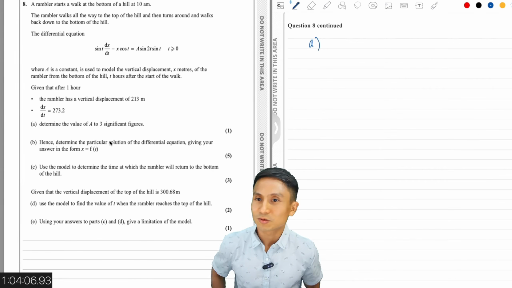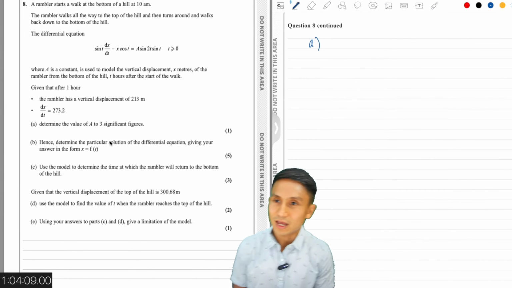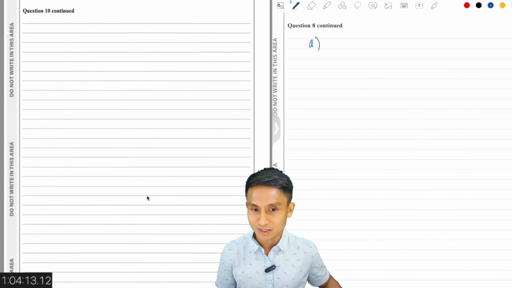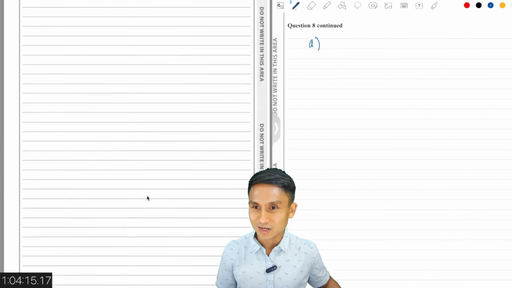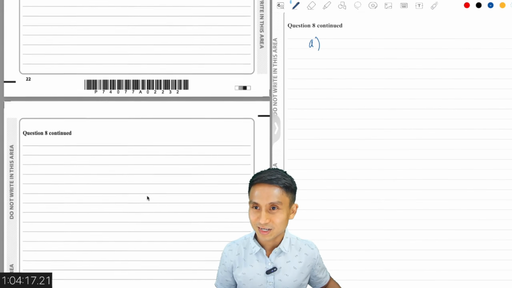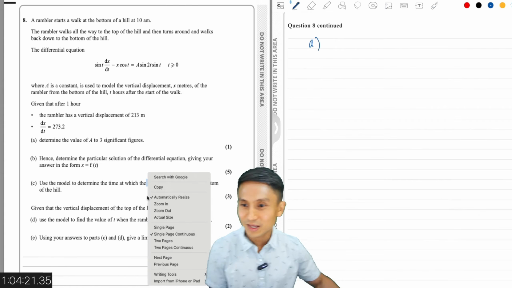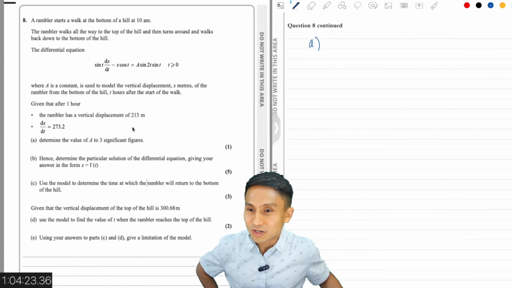A rambler starts a walk at the bottom of the hill at 10 a.m. The rambler walks on the way to the top of the hill. Is this the last question? Let me check. It's not. We got 10 questions. All right. I feel a little troubled here. Okay. A, determine the value of A, 3 significant figures.